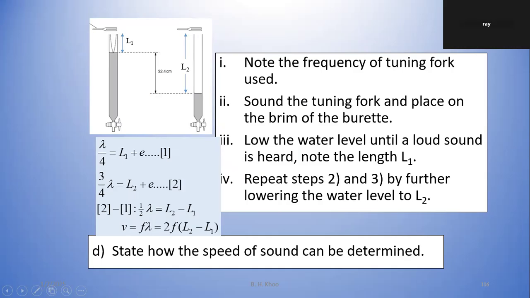Okay with that? You don't need to know all these equations. Just half lambda is L2 minus L1, that's good enough already. That's the reason why they tell you to do it step by step.